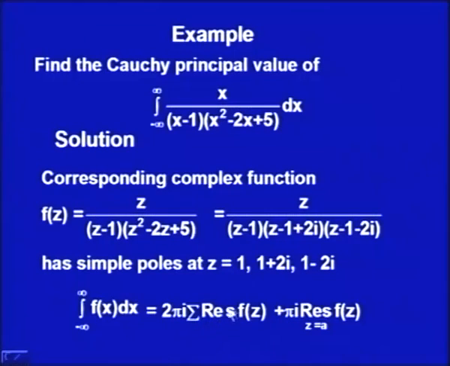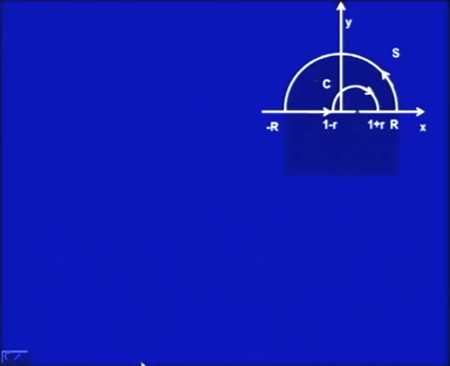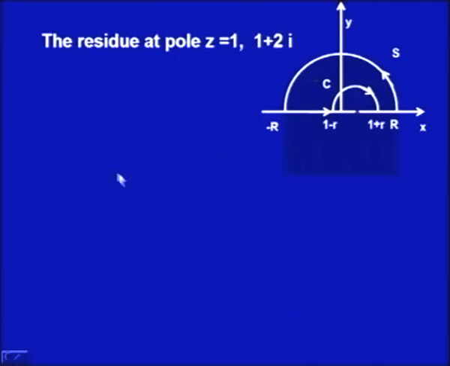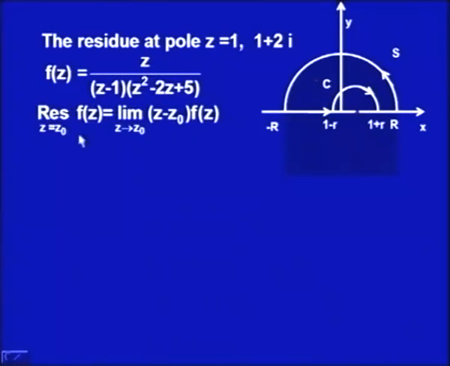So, what is required is that for this function we have to calculate the residues. Since both these poles are simple poles, we could go for finding out these residues using the first formula for the simple pole. So, using the limit formula, residue at z is equal to z naught of f(z) is the limit as z approaches z naught of (z minus z naught) f(z). Since the function we could factorize easily, it would be much easier to use this limit formula.